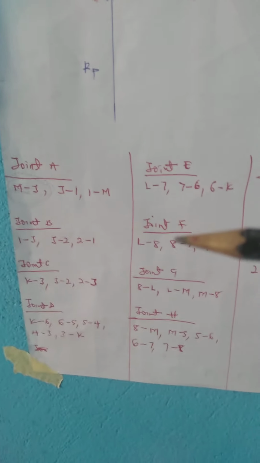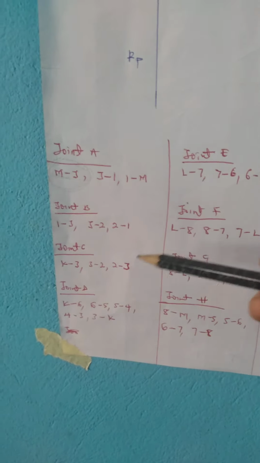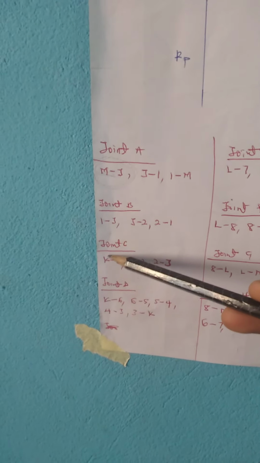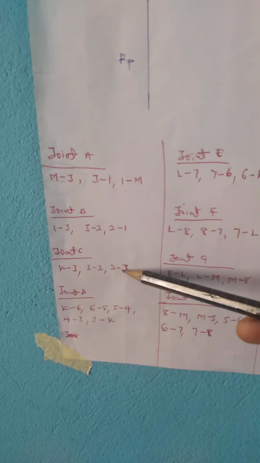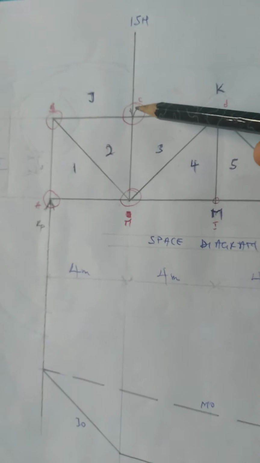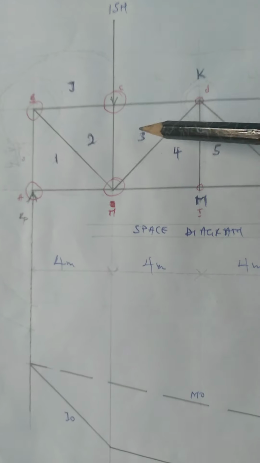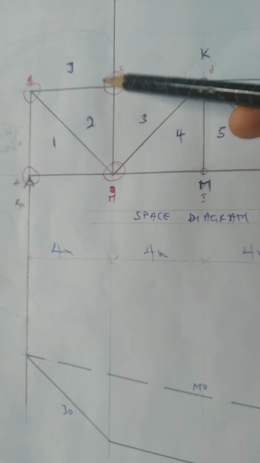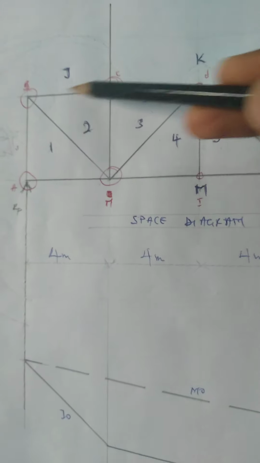So let me still continue. Now let's consider joint C. At joint C, we have K3, 3, 2, and 2J. At this joint C on the space diagram, this is K3, this member, 3, 2, this is member 2J, this member.